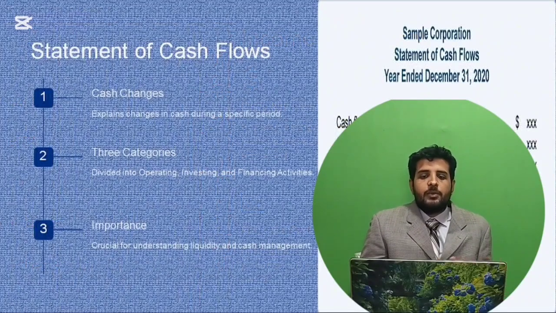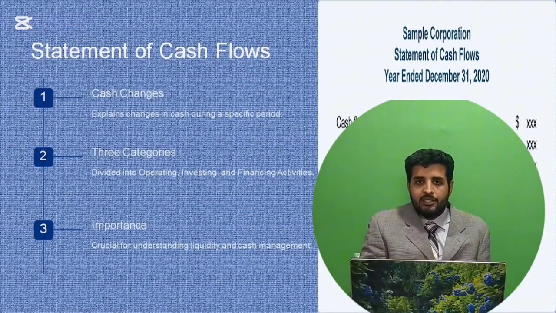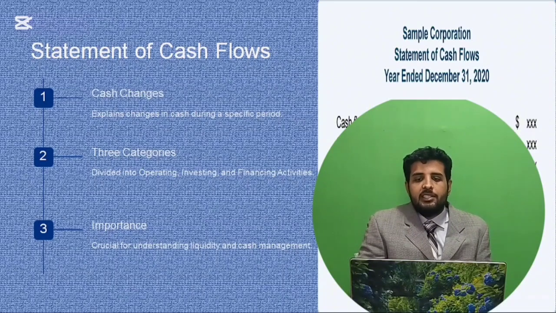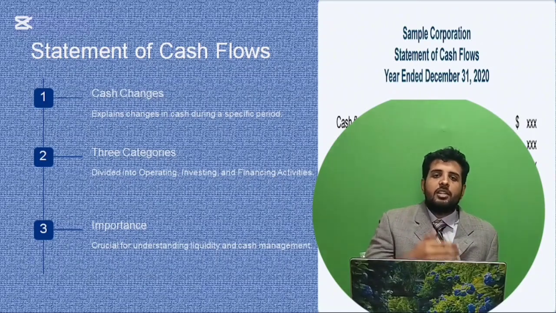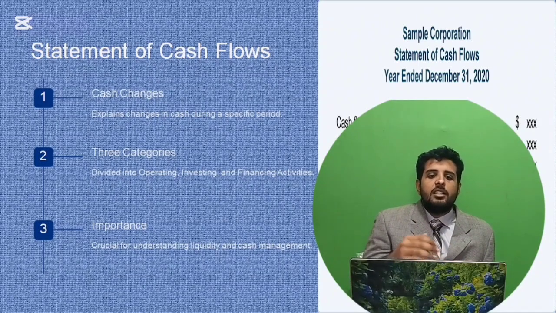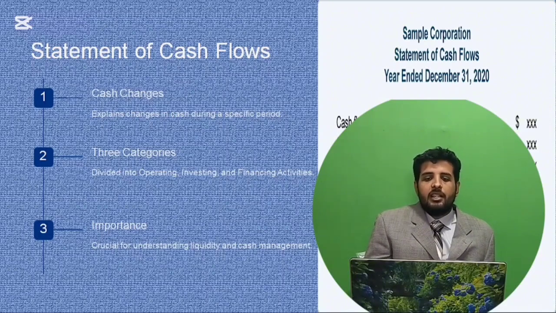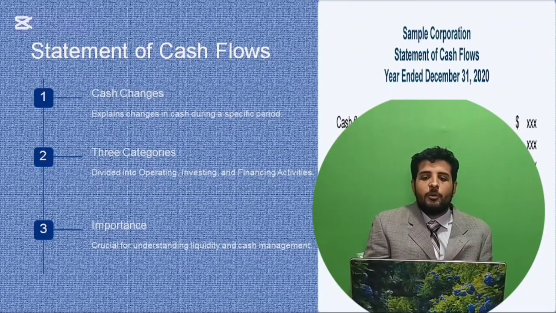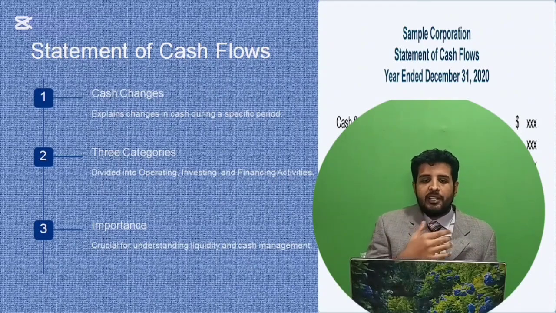The statement of cash flows tracks the inflow and outflow of cash during a particular reporting period. These cash flows come from basically three types of activities. First is operating activities, then investing activities, and then financing activities. The cash flows related to the core business operations, such as cash received from sales or paid for expenses, come under operating activities.